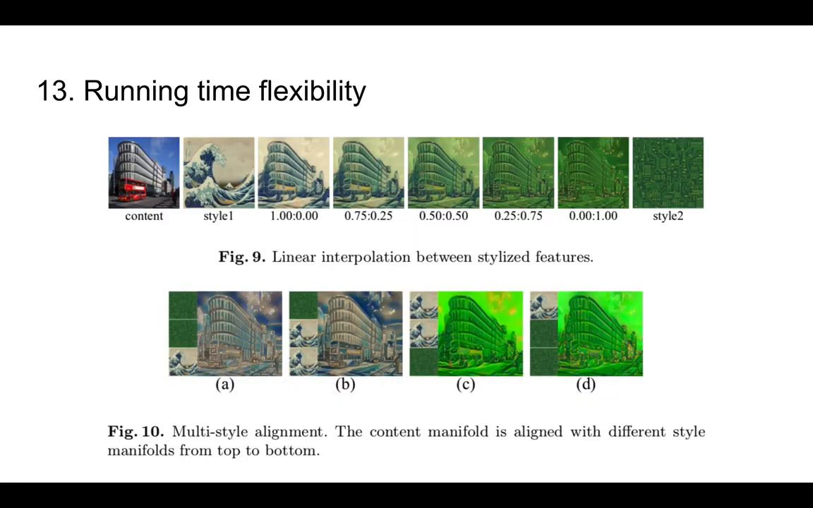We also tested the flexibility. Figure 9 shows the results of linear interpolation between two different stylized features. The two different stylized features of the third stage, which is just before the decoder, are linearly fused with different weights. You can find that the wave-like style patterns gradually change to the circuit-like patterns.